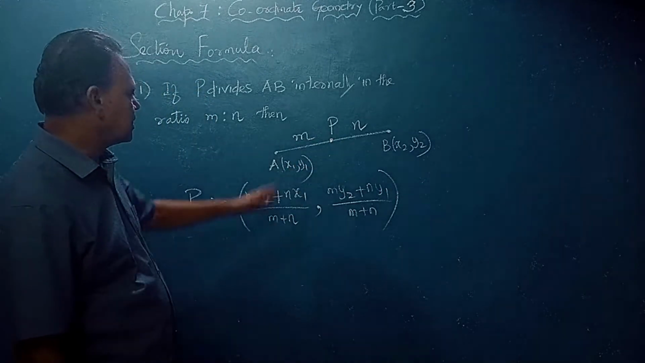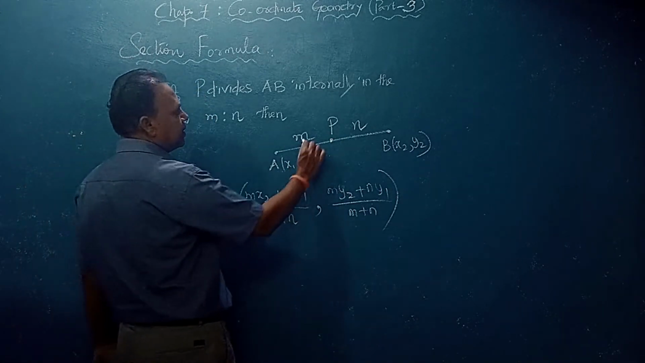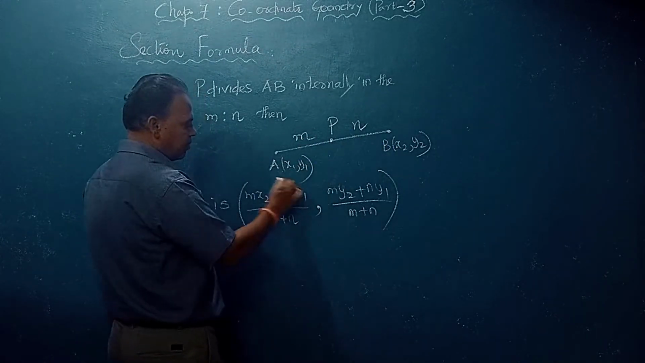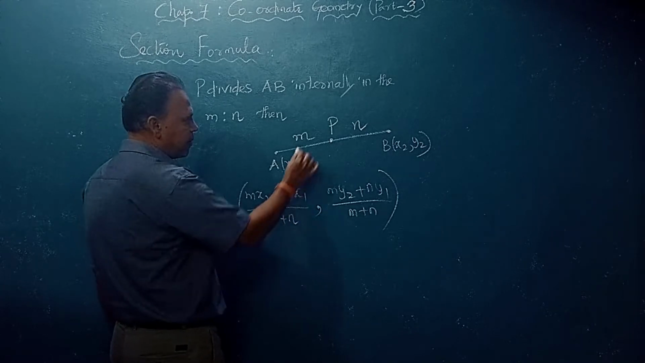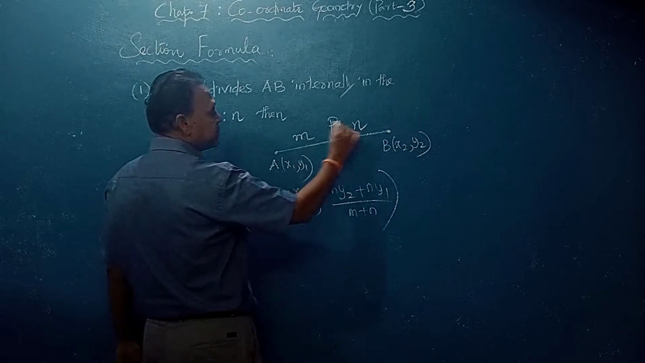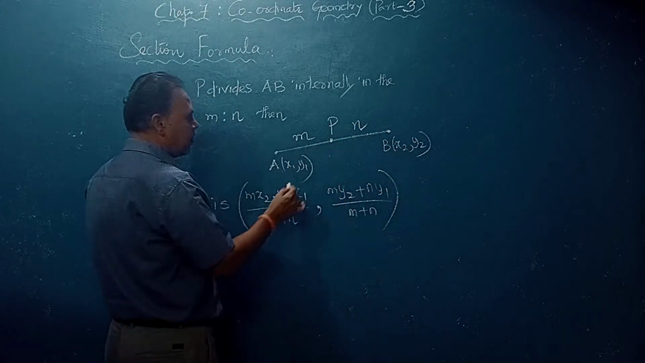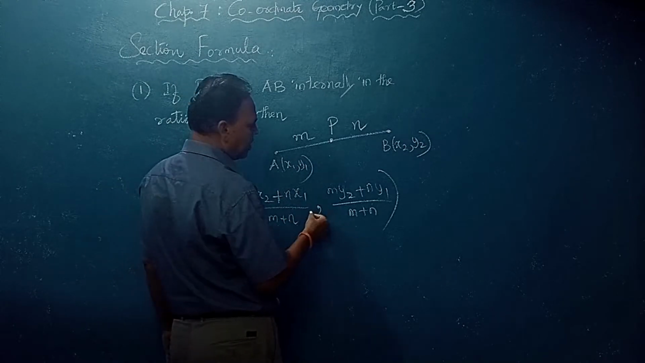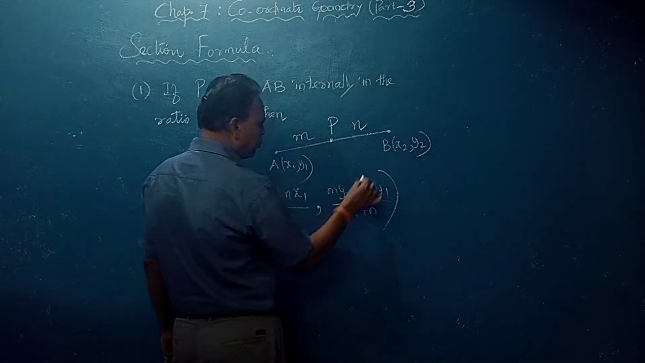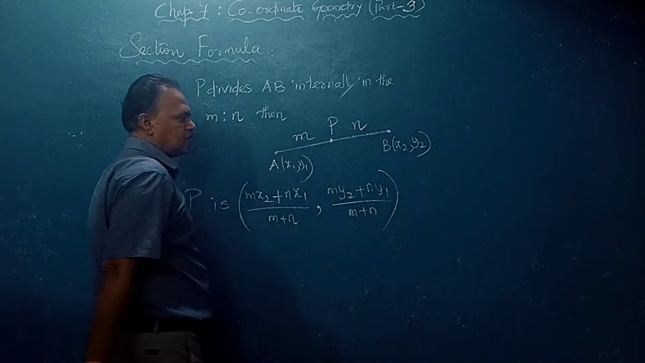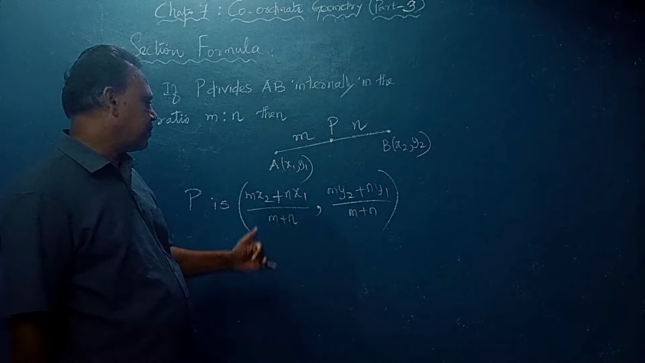Okay, this is the easy way you can write: (m x2 plus n x1) by (m plus n), both ratios added. That is the idea. Cross multiplying, m x2 plus n x1 by m plus n, then m y2 plus n y1 by m plus n. If you remember this idea, it is easy.